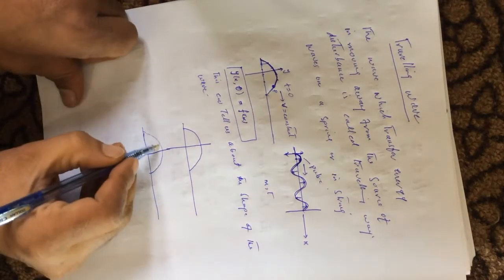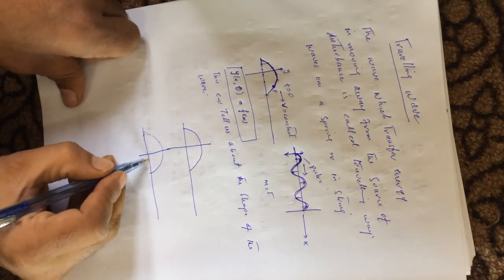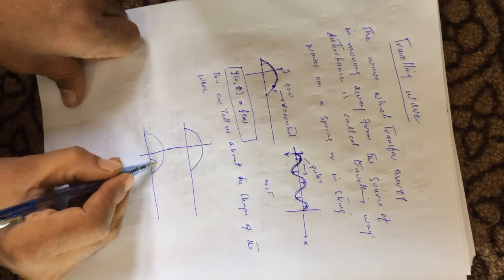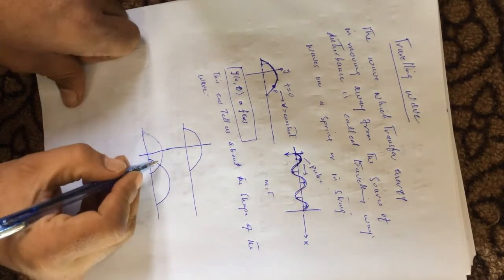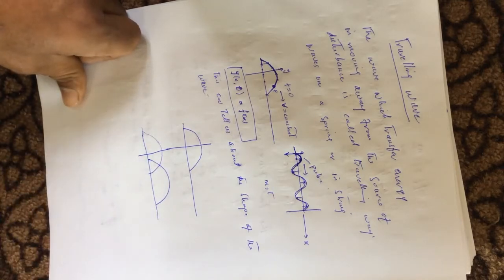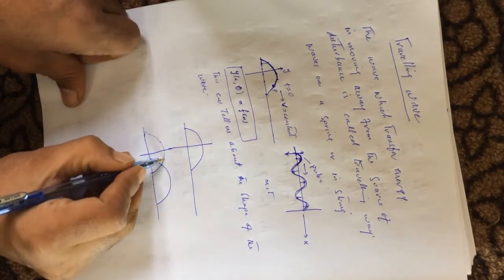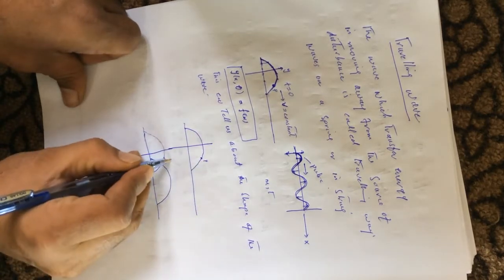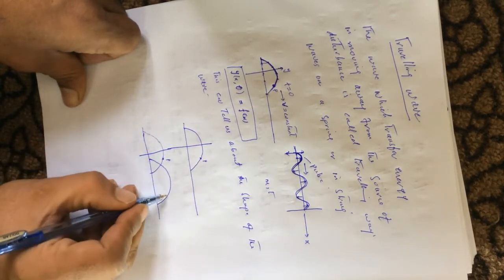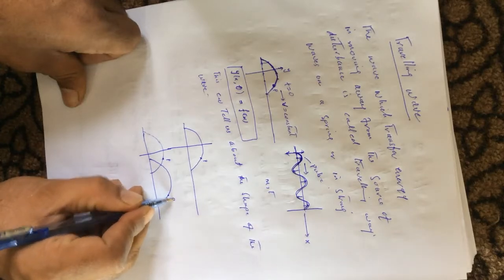This is the initial pulse, which after some time reaches this point. This point P, this is the point P, which I consider, okay? Point P. Now it moves from this point to this point after some time t.